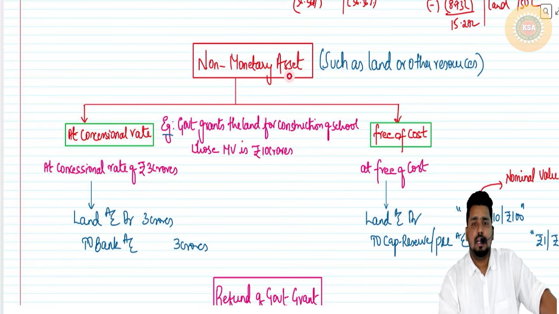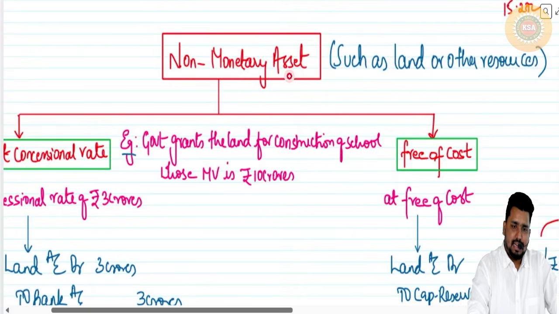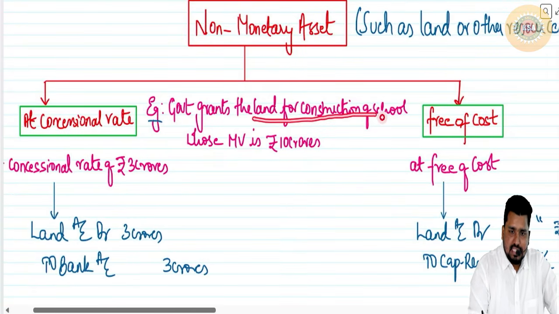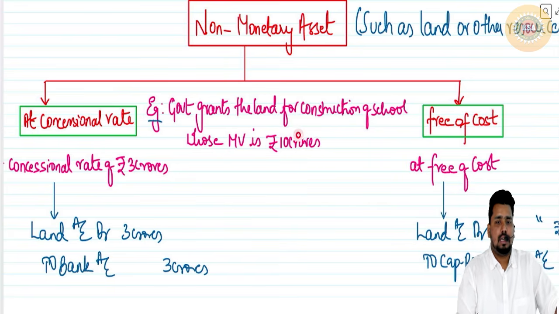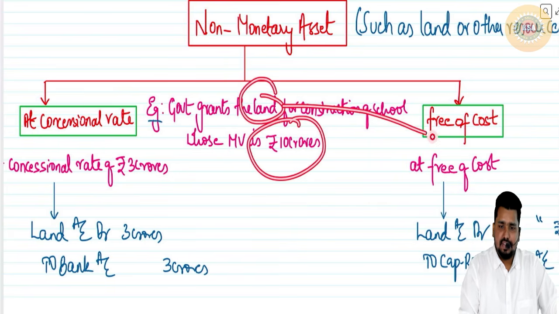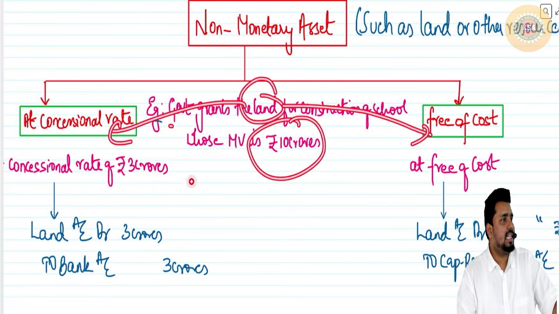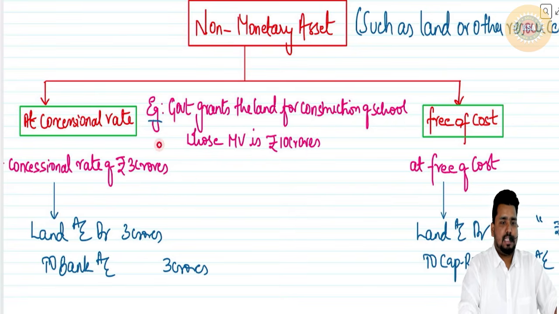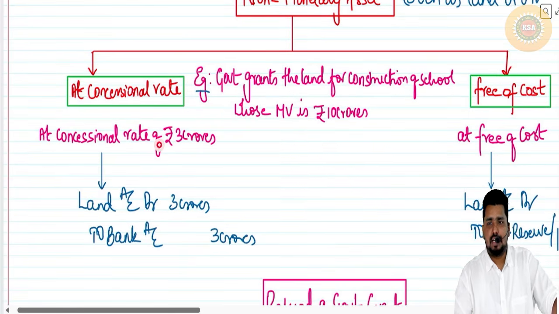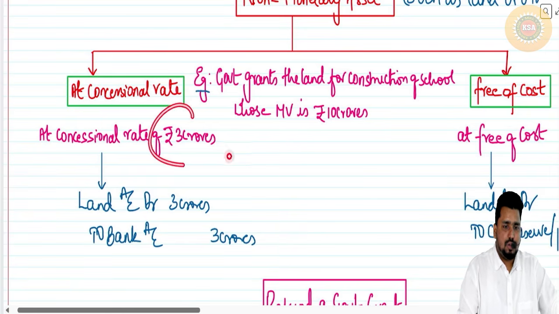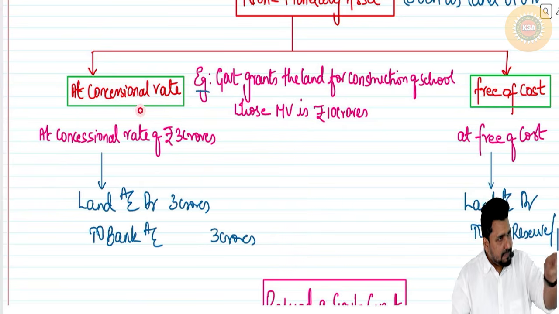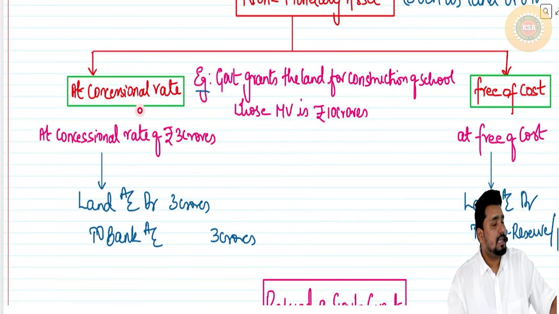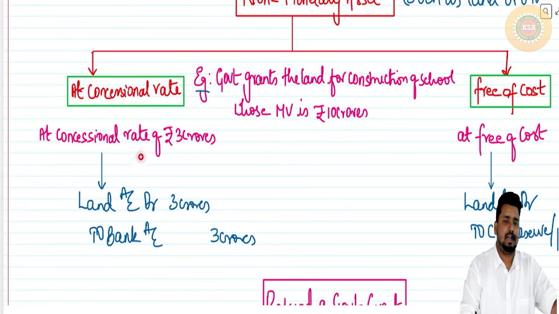Assume, for example, the government grants land for construction of a school whose market value is 10 crores. The government can give this land either free of cost or at a concessional rate. Say the government tells you, the market value is 10 crores, but since you are doing something good, you give me 3 crores. Therefore, there is a benefit of 7 crores. That benefit is termed a government grant.